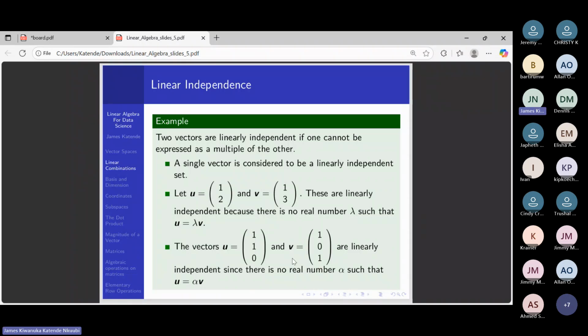So here is another example. In R3, you have two vectors. The first one we call U, which is (1, 1, 0), and the second one is V, which is (1, 0, 1). So again, these are linearly independent because it is not possible to find a real number alpha such that U is equal to alpha multiplied by V. Using the same idea as we had here, you can try to check that indeed this is not possible.